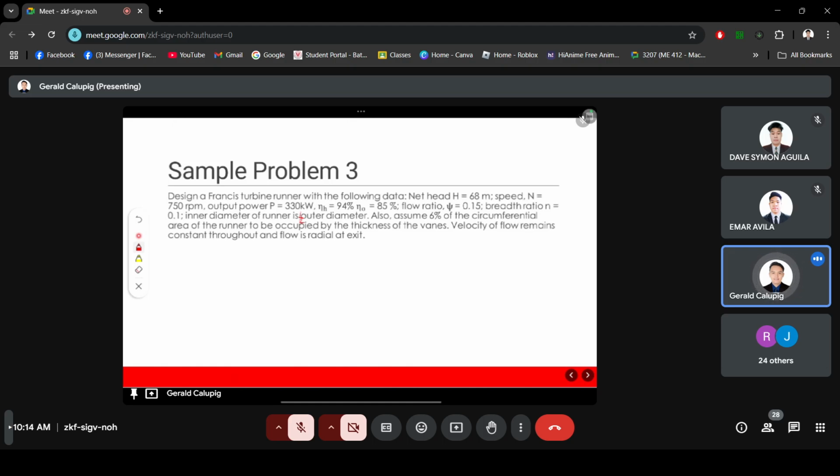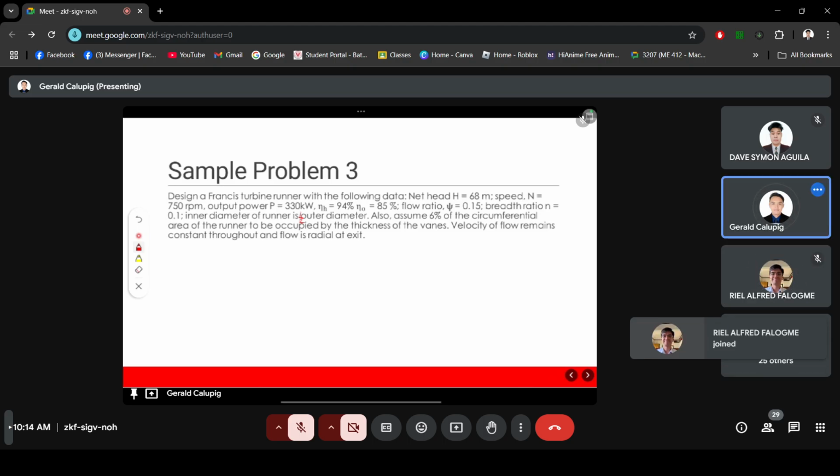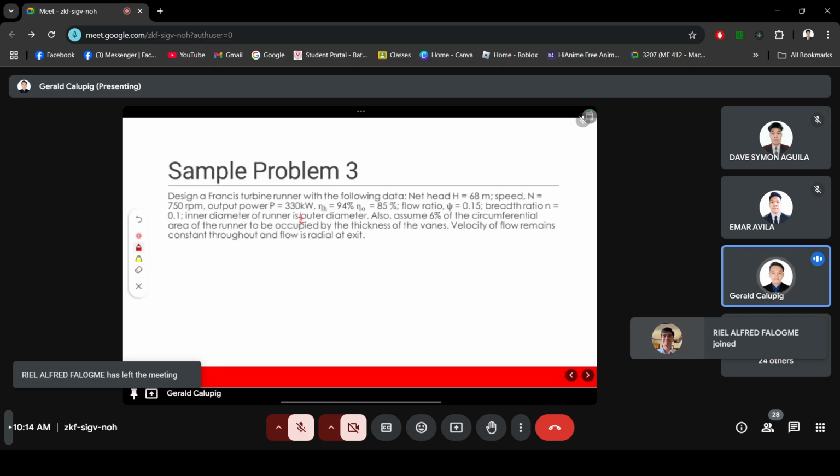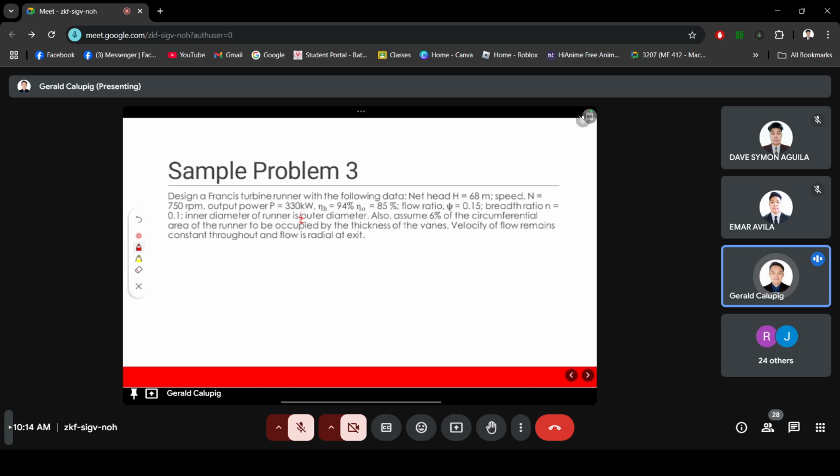So we already have the values, no? Yesterday we already discussed that prior to your calculation or computation, please try to check first in the Francis turbine problems the net head, the speed, and the power, right? So you have all the values here, including some supplementary constants, which are the flow ratio and the breadth ratio. Okay. So let's start.